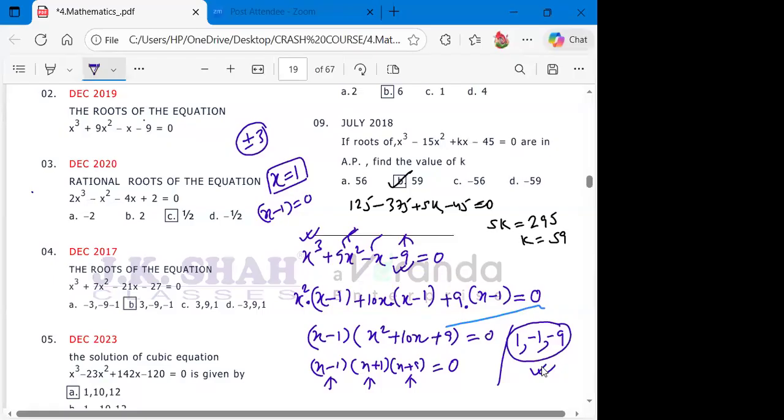Cubic equation completed, 7 minutes delay. 145 was the target, 152 is the time. But understood clearly? Note it down.